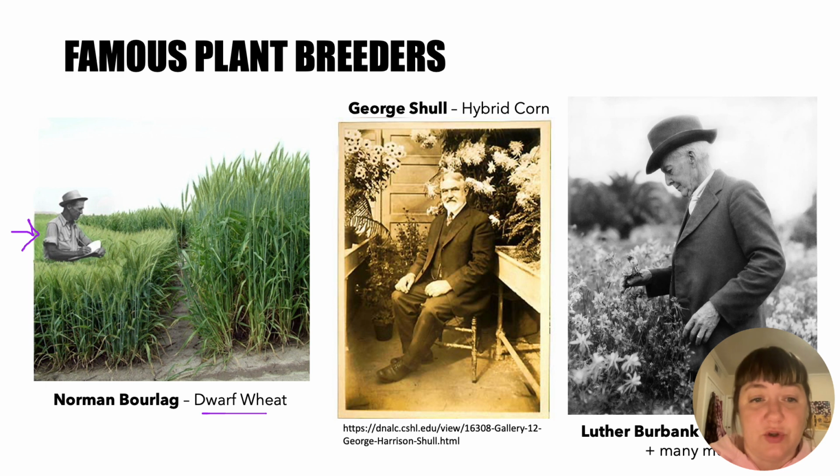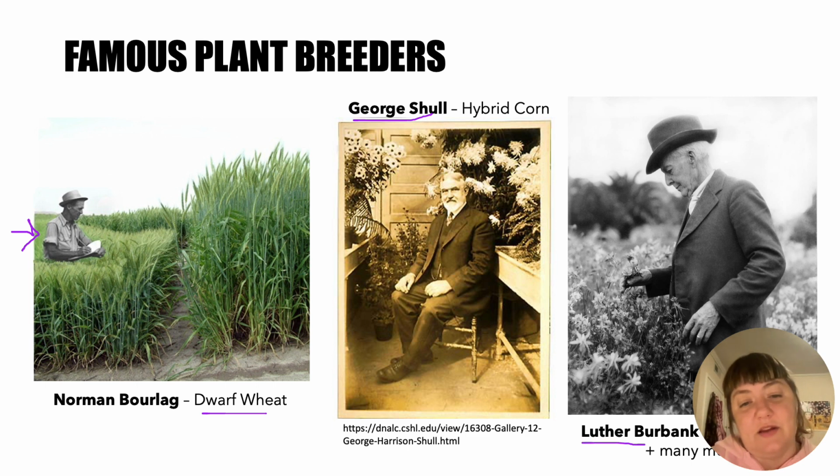Next we have George Scholl here, pictured sitting in his greenhouse, I think. And in the early 1900s, he invented hybrid corn and popularized that, which was also important for increasing agricultural productivity. And I'll show a picture of that in a later slide.